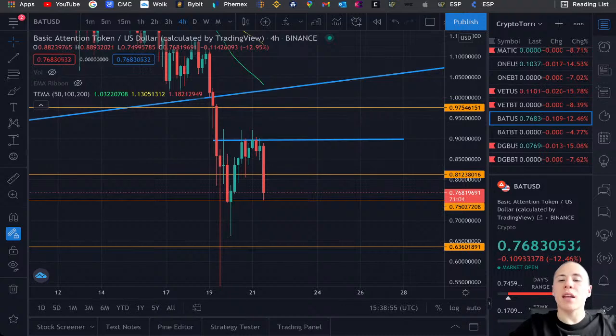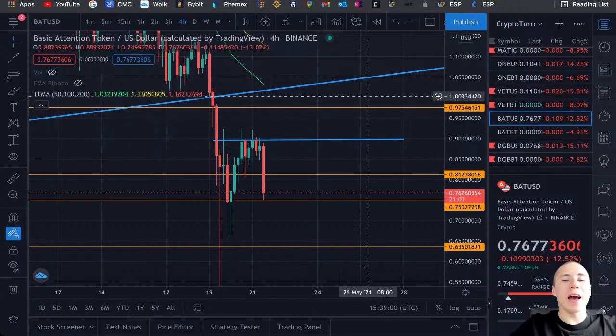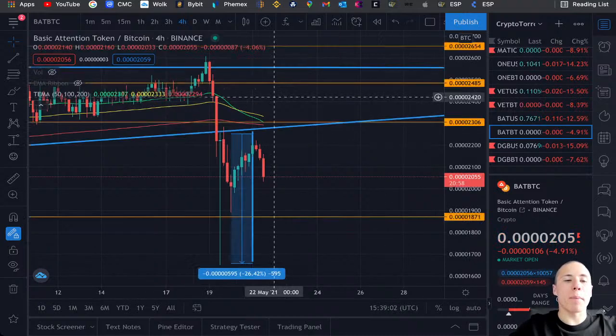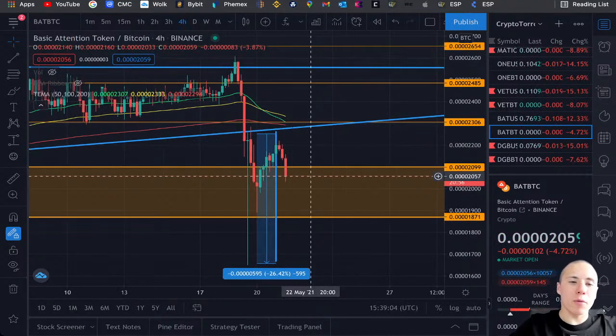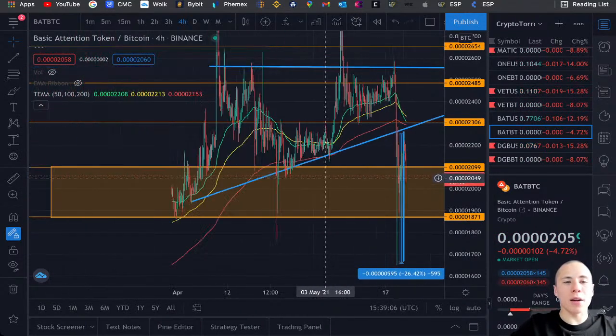So that's Basic Attention Token just for this particular moment. And I would like to go even further towards the Bitcoin chart to see what we are currently looking at.